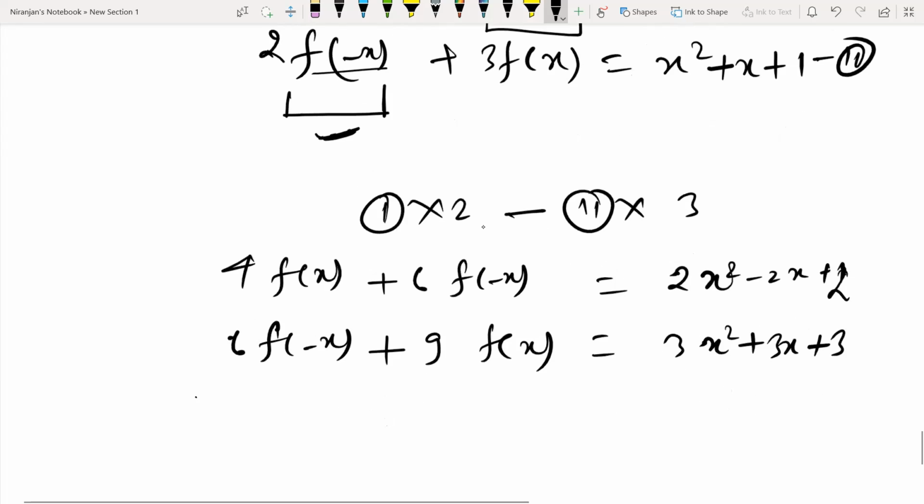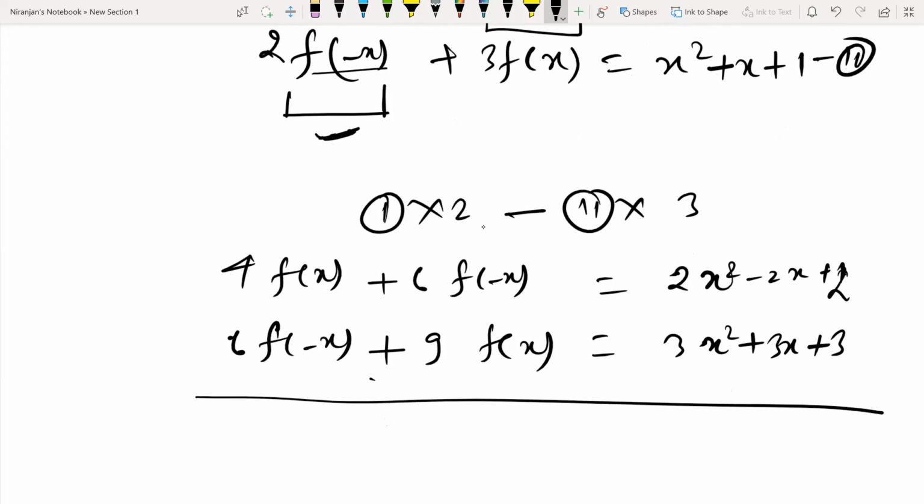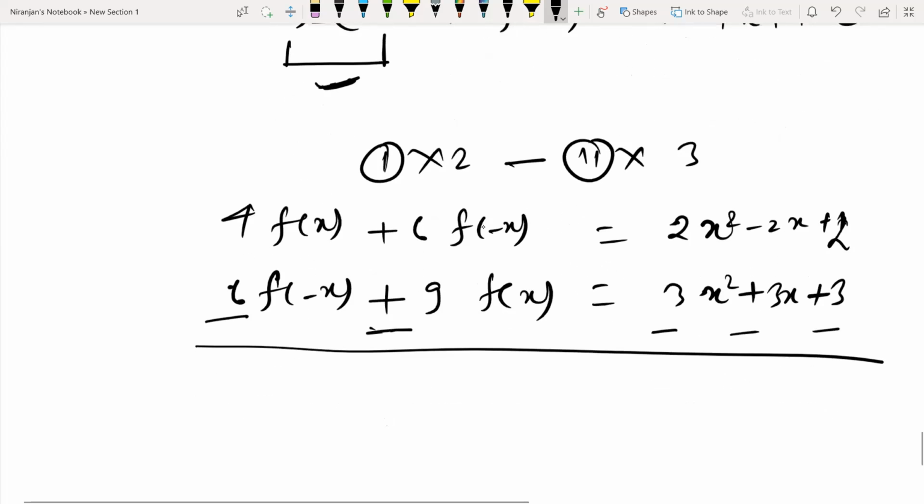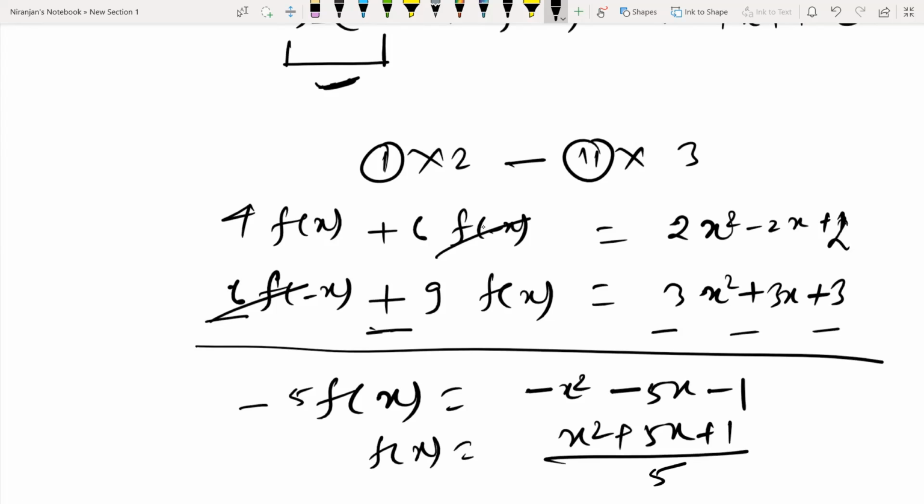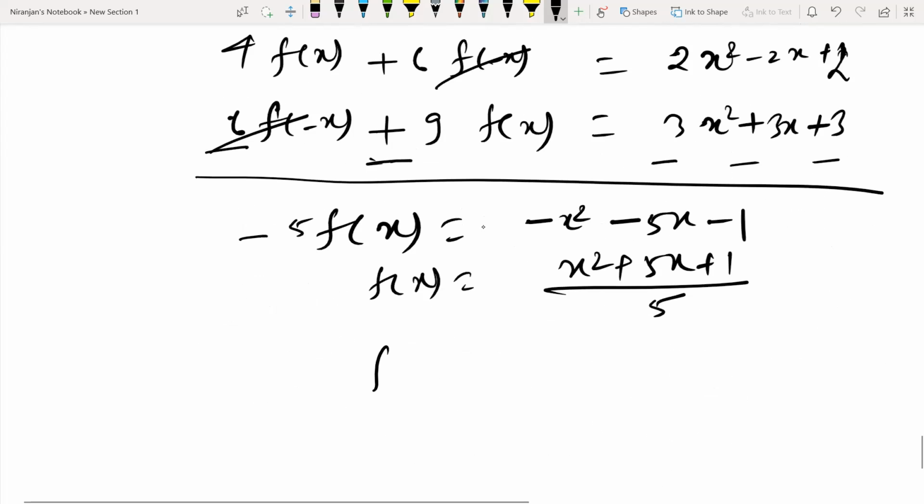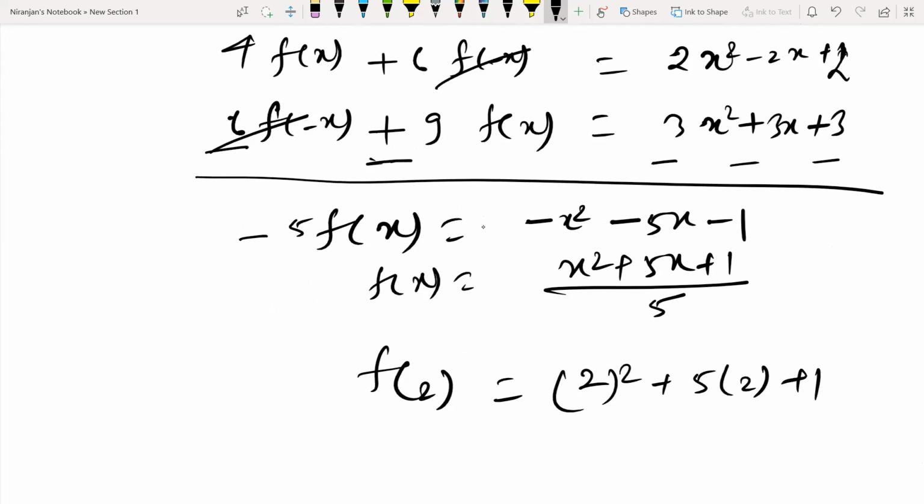You guys didn't point out a mistake. That should be 2. Yeah. This I'm taking minus. This I'm taking minus. So 4 f of x minus 9 f of x, this cancelled out, this cancelled out. Minus 5 f of x, that is going to give me minus x squared minus 5x and minus 1. F of x, if you take minus sign common, you will get x squared plus 5x plus 1 divided by 5. Now I'm asking you to calculate f of 2, plug x equal to 2: 2 to the power 2 squared plus 5 into 2 plus 1 divided by 5. You get 4 plus 10 plus 1 by 5. What exactly do you get?